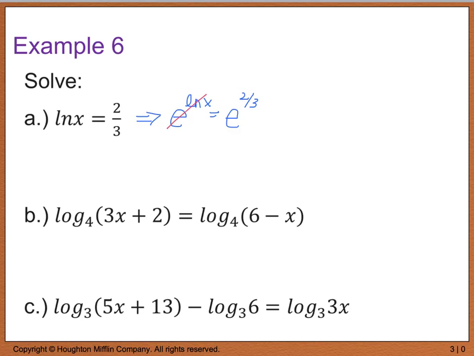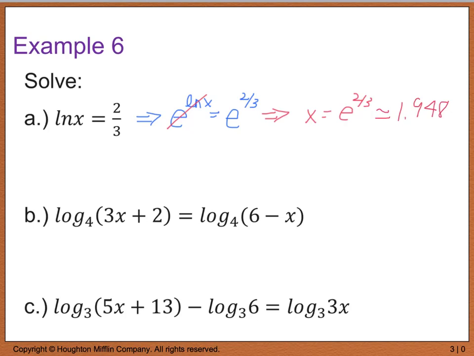Well, your e and natural log are going to cancel out, and that's going to give you x equals e to the 2/3 power. And e to the 2/3 power is approximately equal to 1.948.